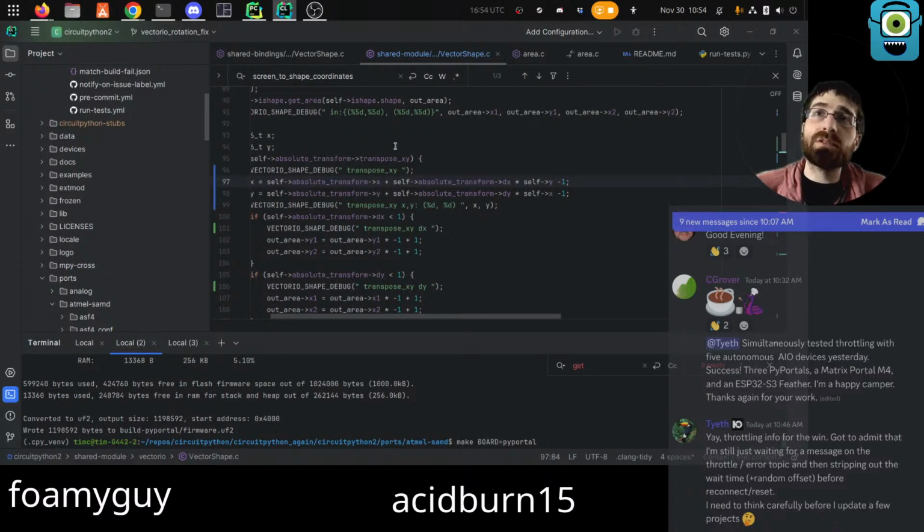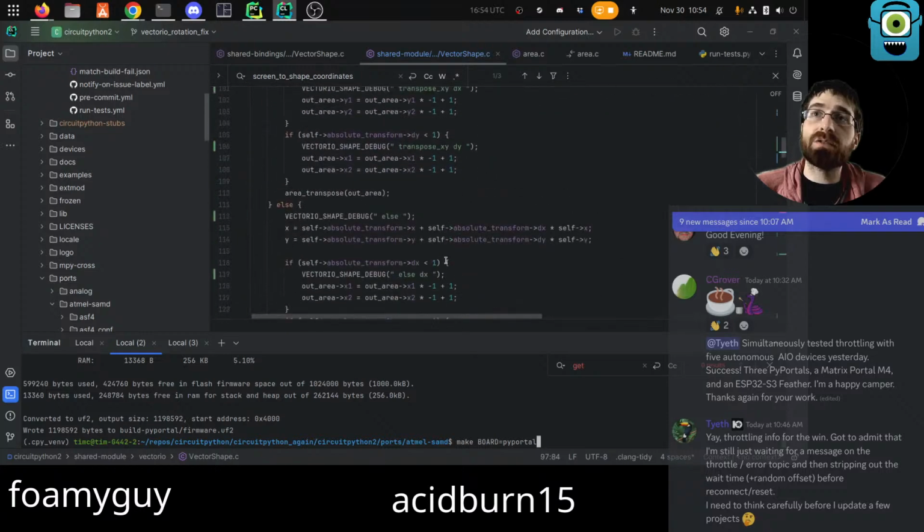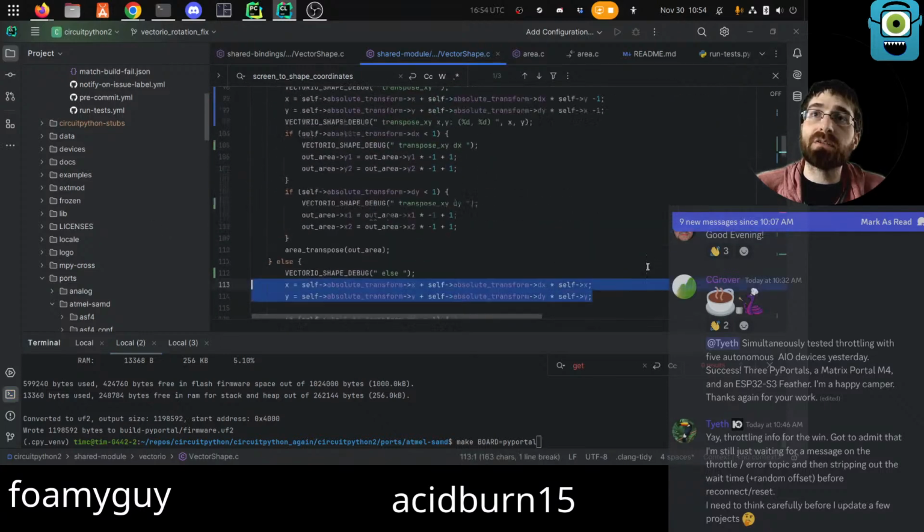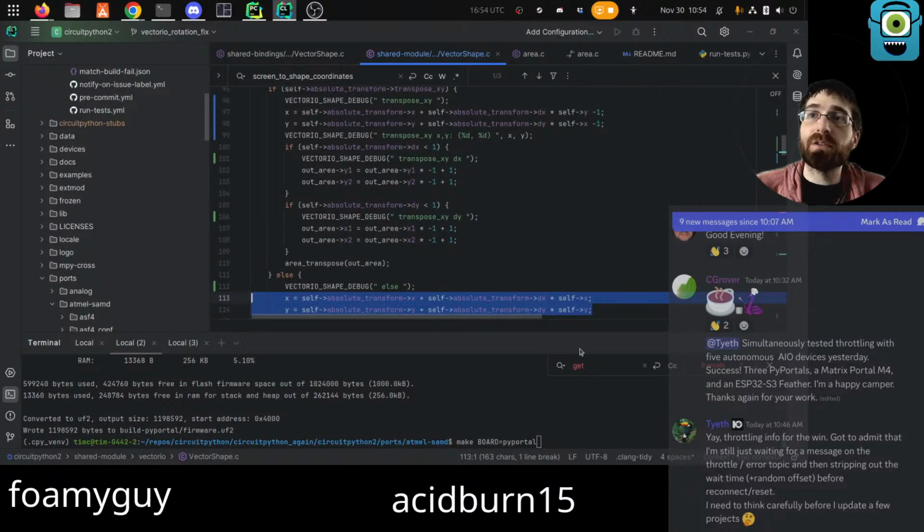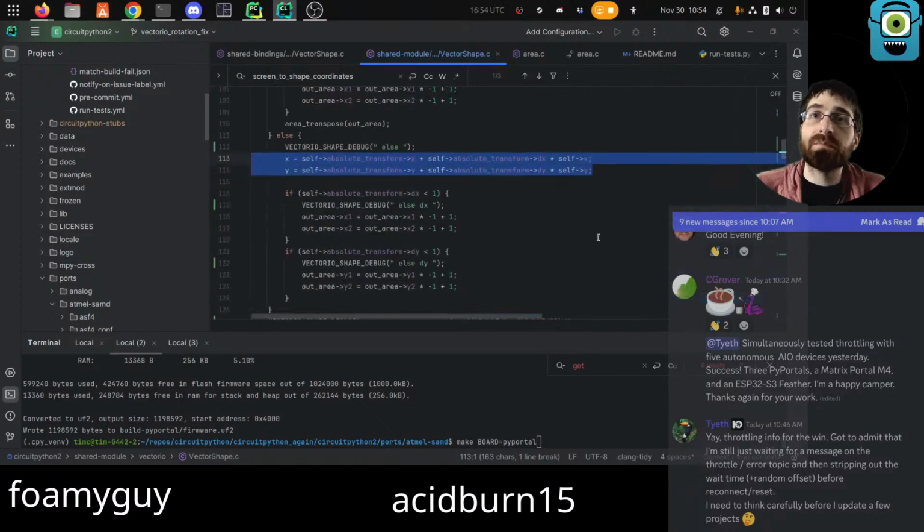We are currently in the transpose XY case only, though, so this is not going to affect the other ones, although these two lines of code are basically the same. So if they are wrong here, maybe they're also wrong here.